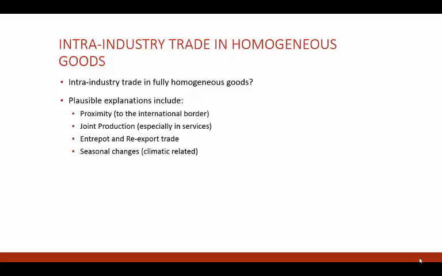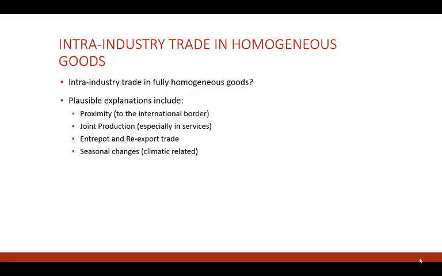Then there are those goods that are considered entry-port goods. They are goods shipped into a country that serves as a global warehouse of some sort, and then they get shipped off from that country to somewhere else. For that country, however, they show up as both imports and exports in their trade accounts.